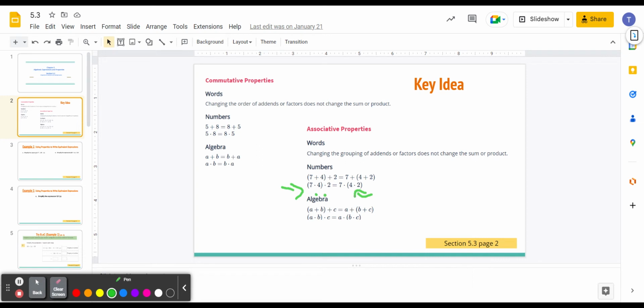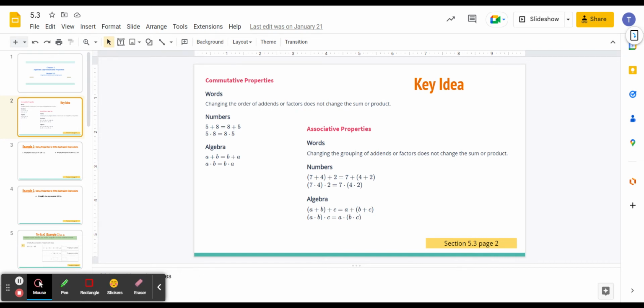So commutative property is just changing the order of your addends or factors. Addends is an addition problem. Factors is your multiplication problem. This is your addition problem. This is your multiplication problem. Associative property is changing the grouping, which means your parentheses. And again, of all your addends or of all your factors. So addends is your addition and factors is your multiplication. So we are going to try and do a few of those.